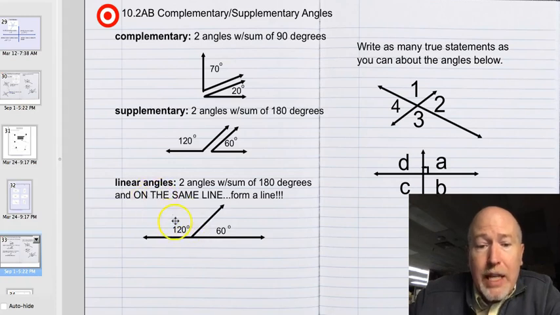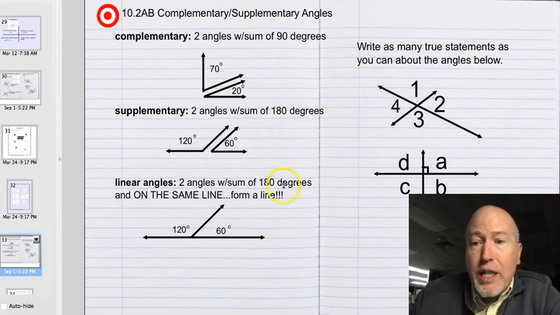So these are called linear angles. 120 plus 60, 180 degrees. Plus, they are joined, forming a straight line. So therefore, they're called linear.